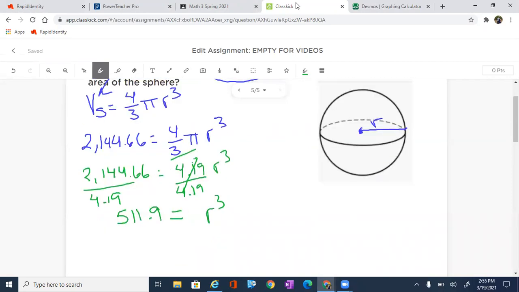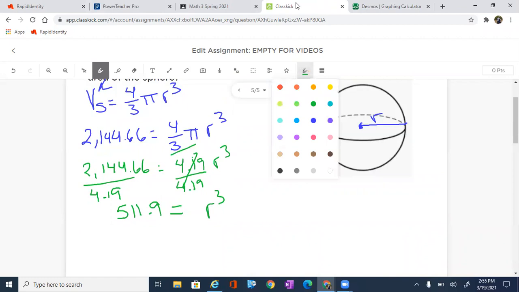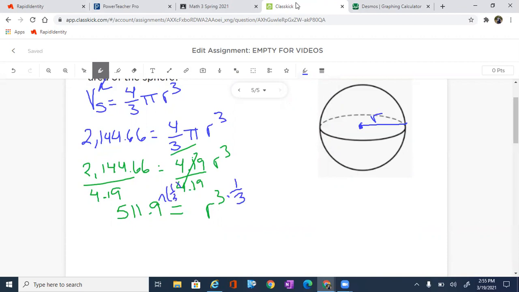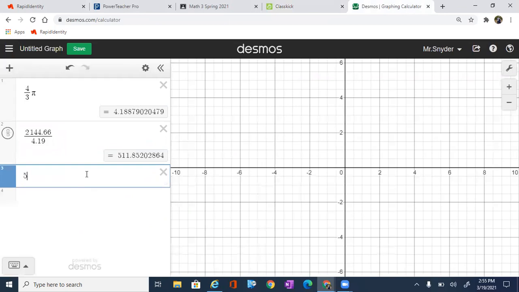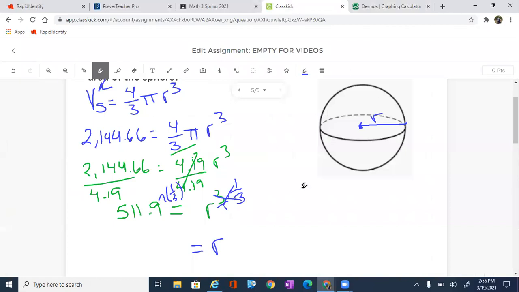So I'm going to write r cubed equals 511.9. Now, the best way to get rid of a cube, there's two ways. We've got the cube root, but we can also just multiply that exponent by the 1/3 power. And that's what I'm going to do on both sides of the equation. The 1/3 is the exact same thing as the cube root. So that's going to cancel, and r comes out. What I'm going to do is type in 511.9 and put it to the 1/3 power. That is going to give me a radius of 7.999 or roughly 8. So the radius is going to come out as 8.